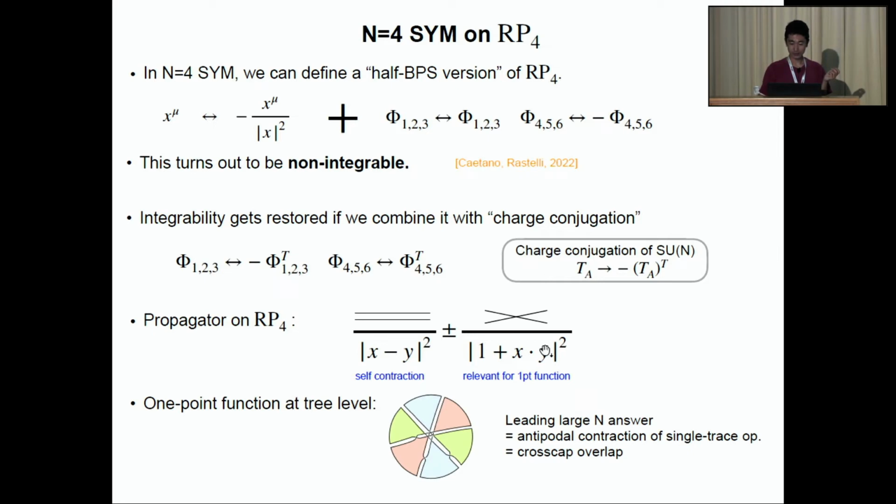Okay? And if you do that in the large N limit, you discover that the leading diagram is in some sense maximally non-planar. You basically do the contraction of antipodal sides of the spin chain. It's a little bit hard to see, but if you draw some other configuration, you can immediately see that those are subleading. So this is telling you that the leading large N answer is given by antipodal contraction of the single trace operator, and this naturally makes a connection to the cross-cap overlap that I described earlier.